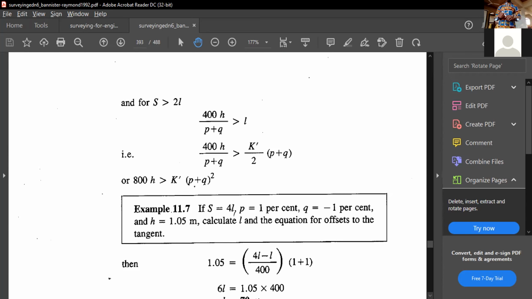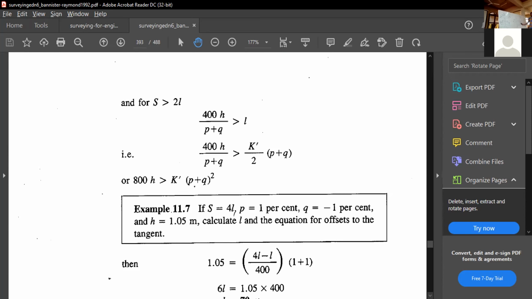To the tangents, the gradient of the tangent. Get it? When we say gradient, it is actually the tangent. So let's see, offsets from the tangents. The offset is the Y. The offset is the Y, yes.